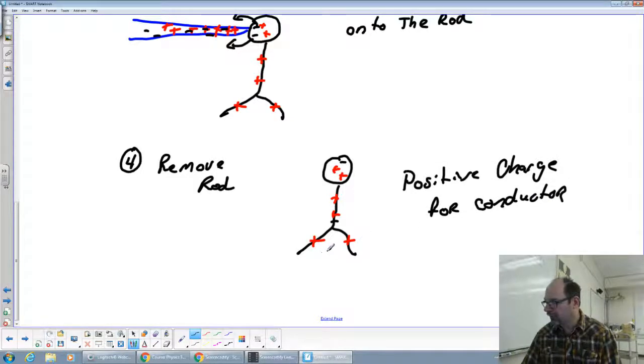Okay, so there's still that force. Might not be as much because the electrons might space themselves out a little bit, but there's still that electron, and that is charging by contact.